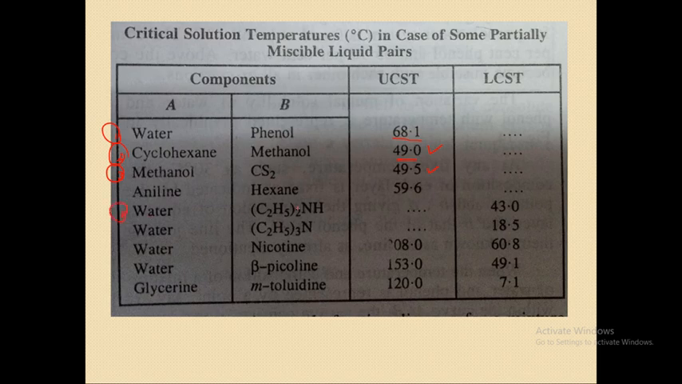So in solutions like this, water and diethylamine, they have a lower critical solution temperature. Below this temperature, 42.0, they become completely miscible, and below this, 18.5, this solution becomes completely miscible. So water and nicotine show both the upper and lower critical solution temperature.